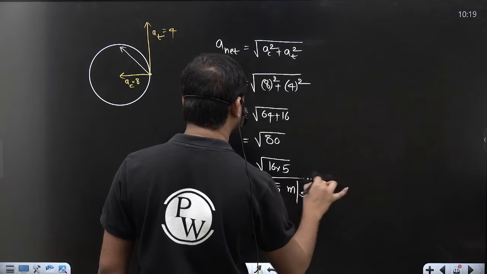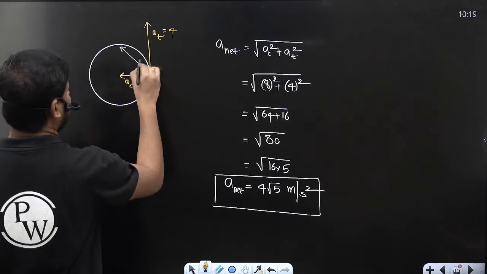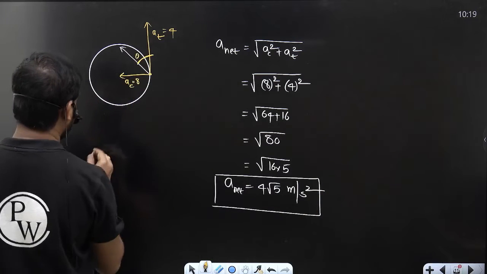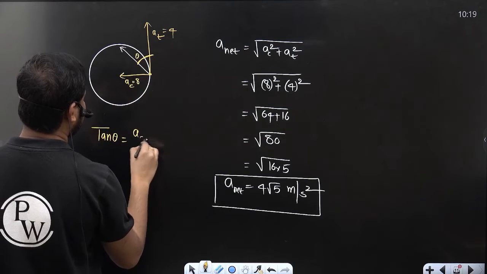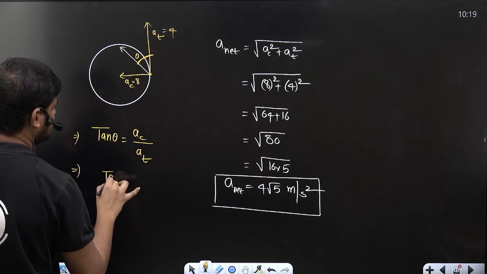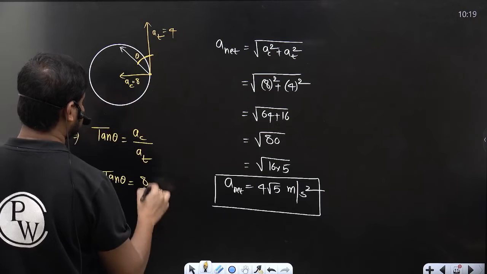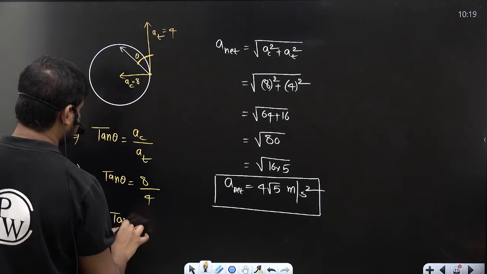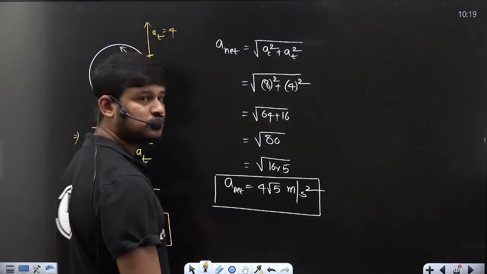If they ask you to find the angle theta, then tan theta is equal to, we can also write ac by at, right? So from here, tan theta is equal to ac, which is 8, by the tangential acceleration 4. Therefore tan theta is equal to 2. So tan theta is equal to 2 is the correct one.